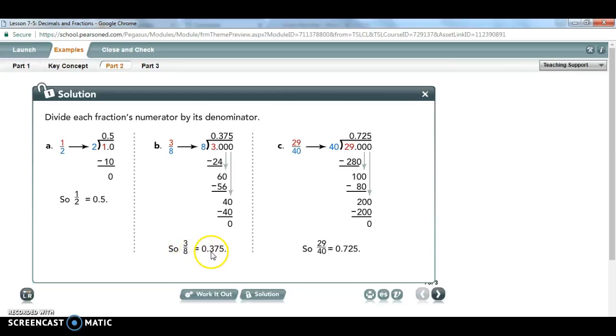It equals 375 thousandths. Part C is saying 29 over 40, or 29 40ths, divided out would equal 725 thousandths. You can pause the videos and work through these, but I am going to move on.